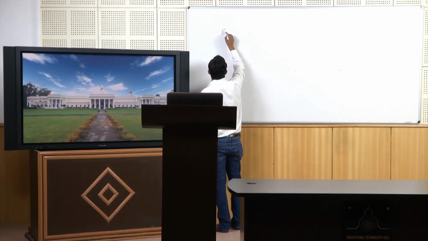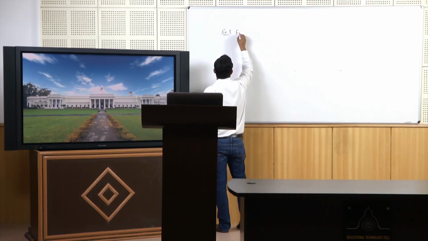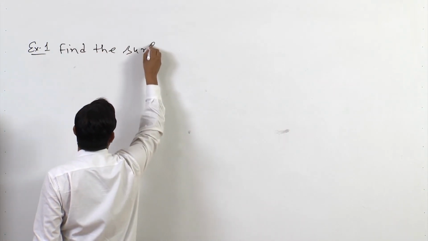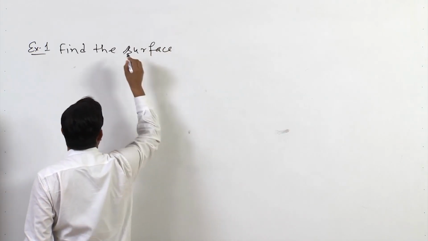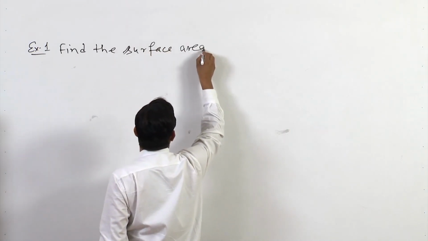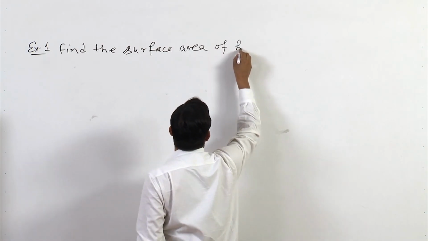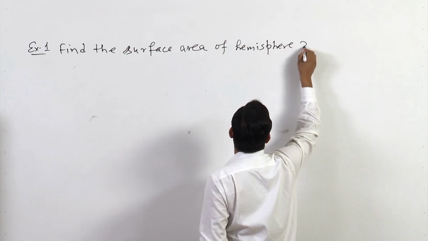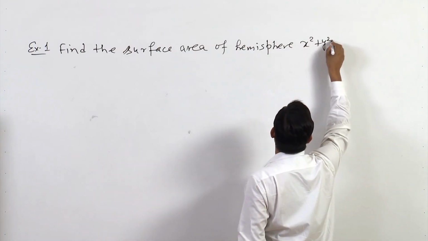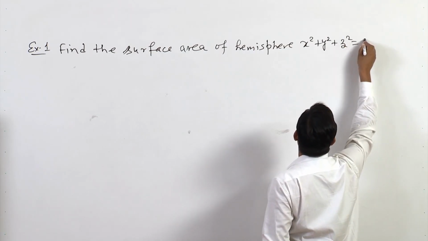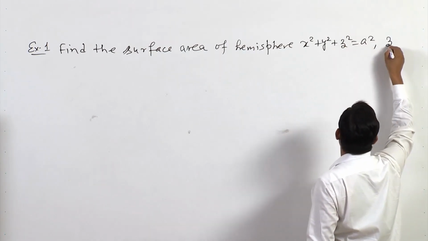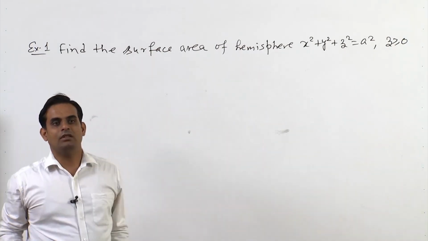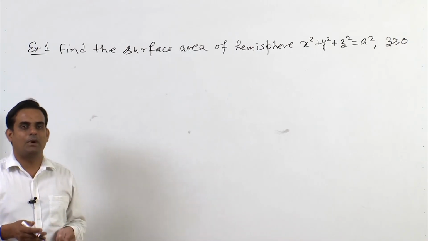So example 1 is: find the surface area of the hemisphere x square plus y square plus z square equals a square, z greater than or equal to 0. So I have to find out the surface area of the upper hemisphere.